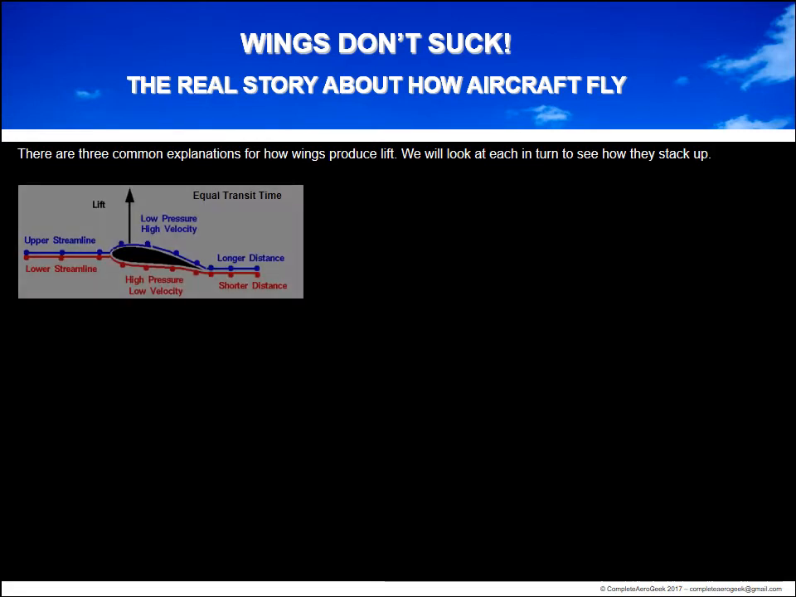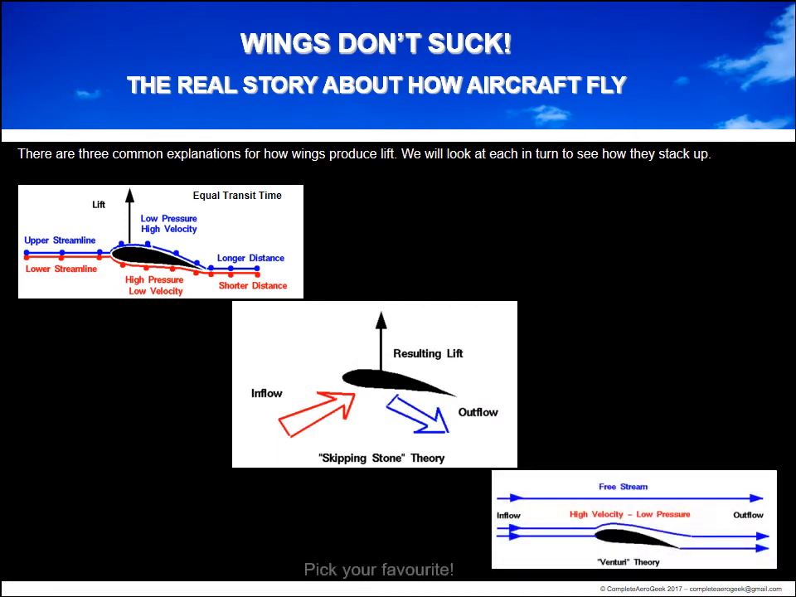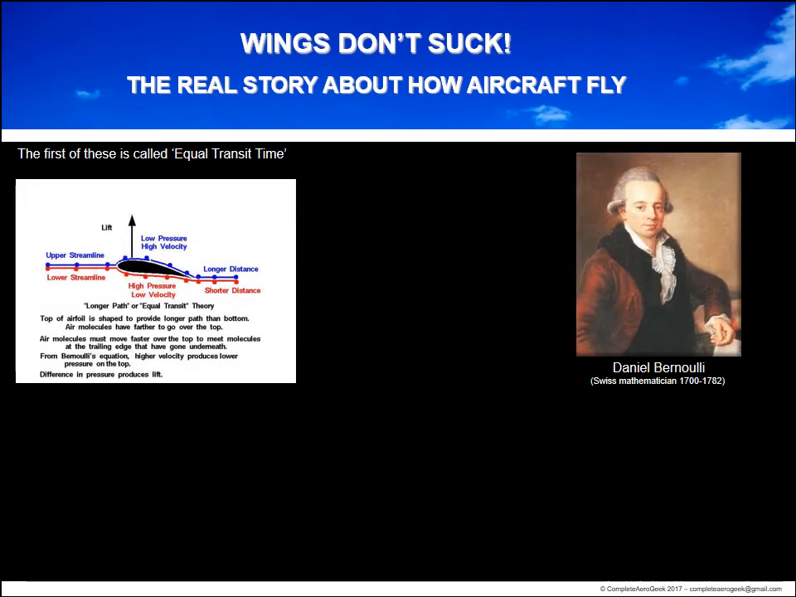There are three common explanations for how wings produce lift: equal transit time, the skipping stone, and Venturi theory. You may already have a favorite. We will look at each in turn to see how they stack up. The first of these is called equal transit time.